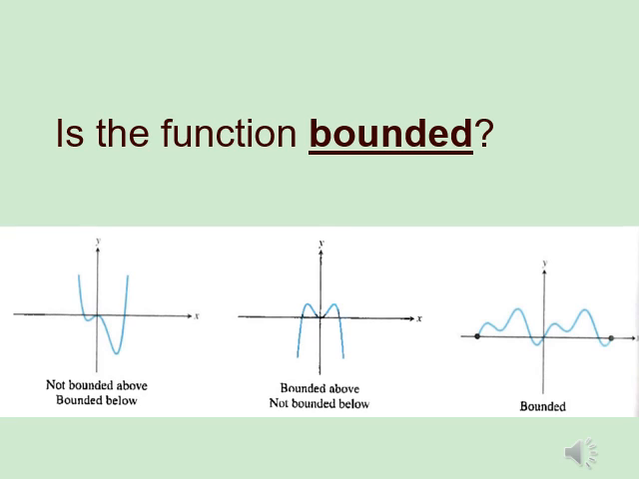The middle one is bounded above because that whole M shape is below some positive number. And the third one is bounded both above and below because the entire graph is between like maybe -1 and 3. It's between some negative number and some bigger positive number. So bounded just means that everything on the graph is above or below some point.